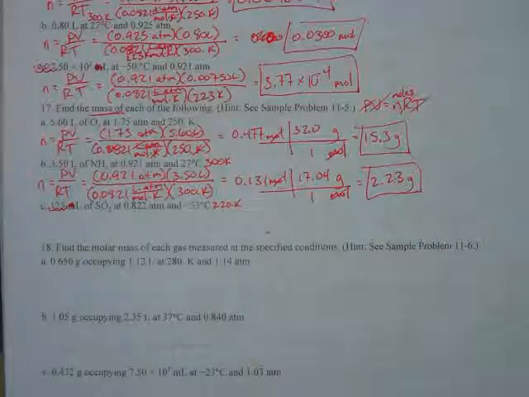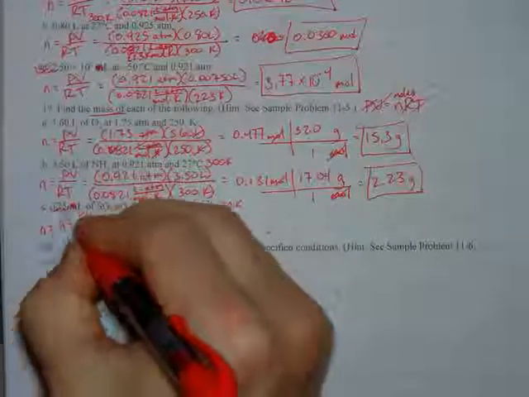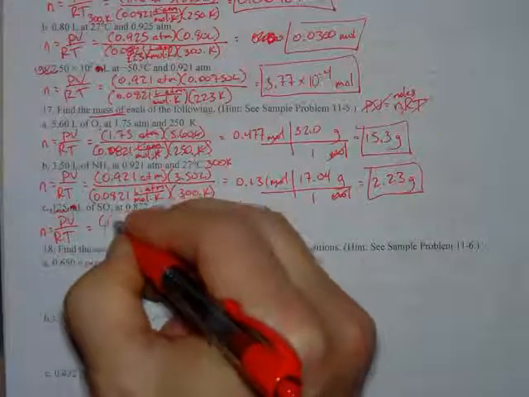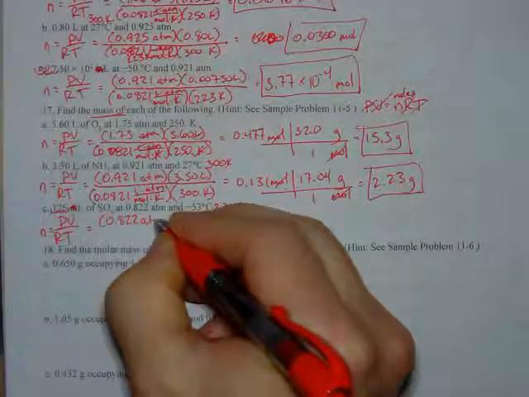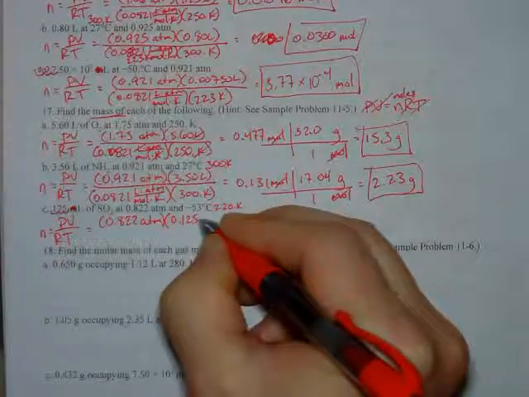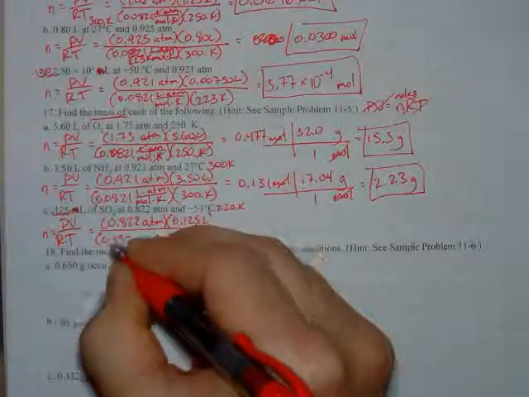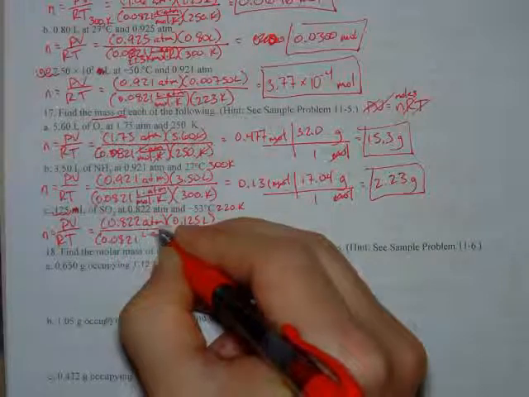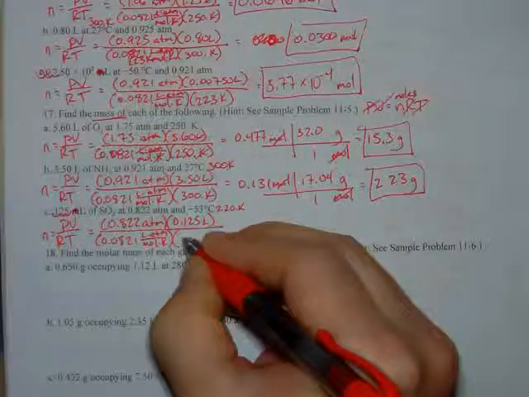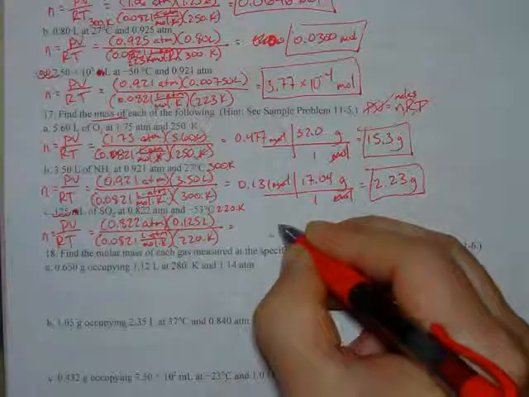Now I can continue on using the same strategy that I have been. n is equal to PV over RT. My pressure is 0.822 atmospheres. Volume is 0.125 liters. That way I can keep using my ideal gas constant of 0.0821 liter atmospheres per mole Kelvin. Then my temperature was 220 K, solving for some number of moles.